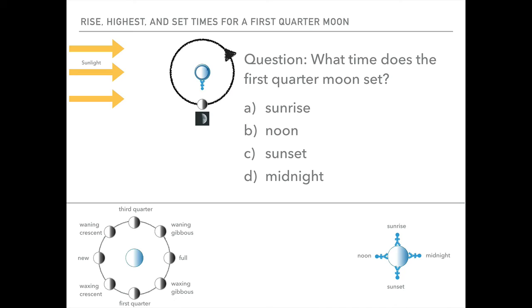Now try this question. What time does the first quarter moon set? Is it around sunrise, noon, sunset, or midnight? The answer is D, midnight.